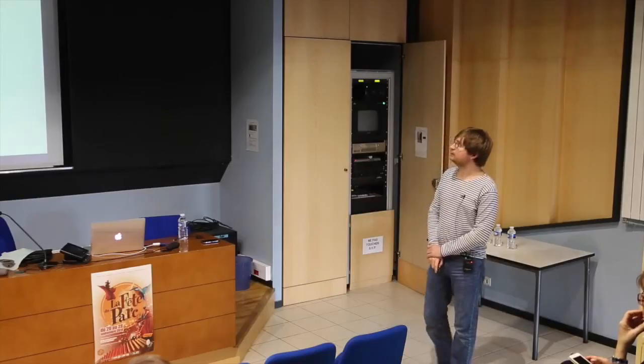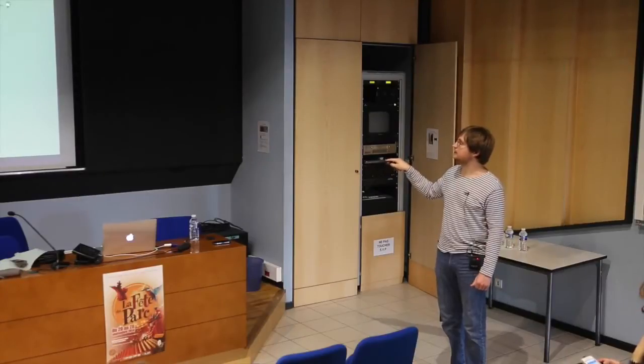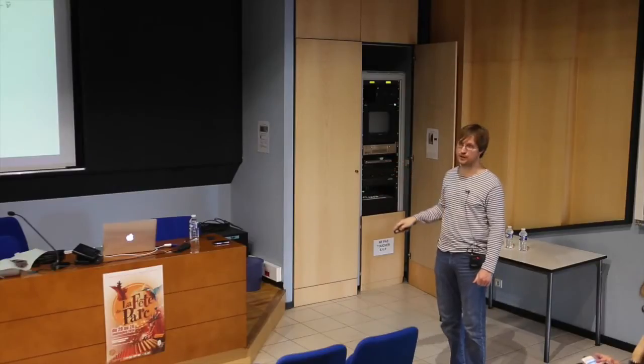So what happened during the first 3 minutes? This is the interaction that takes place at around 100 gigakelvin, so at roughly 10 milliseconds. The weak interactions are at equilibrium at this point. So the electrons and the neutrinos are at equilibrium through this reaction. You have pairs of electrons and positrons that can produce neutrinos and antineutrinos, and the reaction goes both ways.